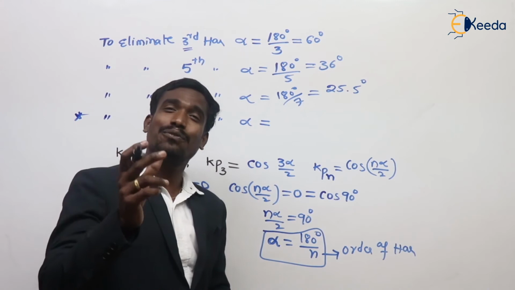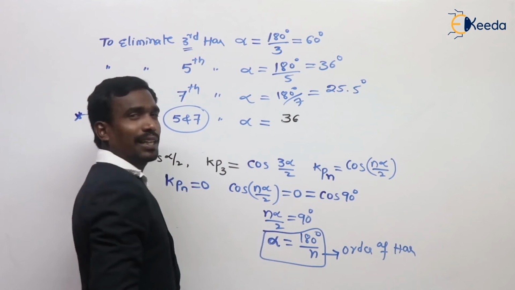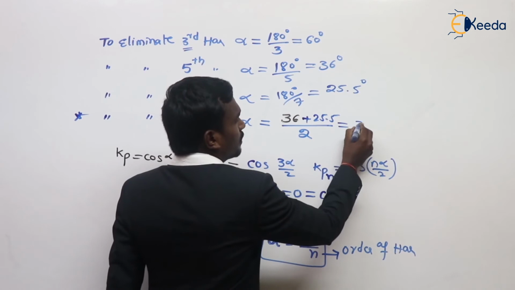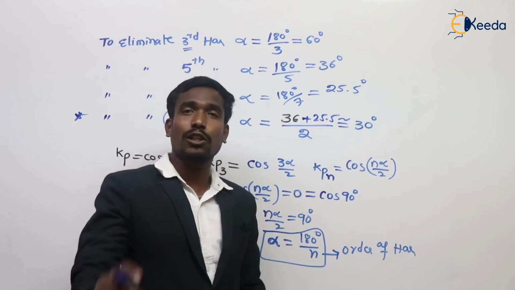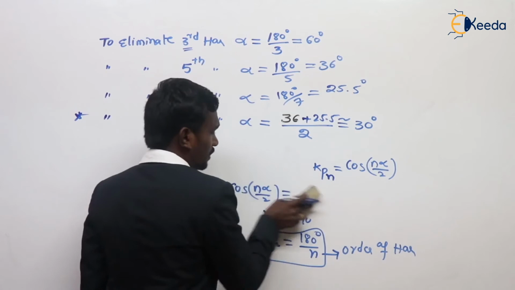How? Tell me. To eliminate fifth, 36 degrees, and to eliminate seventh, 25.5 degrees, take an average. So the answer is nearly 30 degrees, 30 point something will come, but the answer is 30 degrees to eliminate 5th and 7th order harmonics. Alpha is equal to 30 degrees. Nice. So this is the question they will ask you in competitive exams.